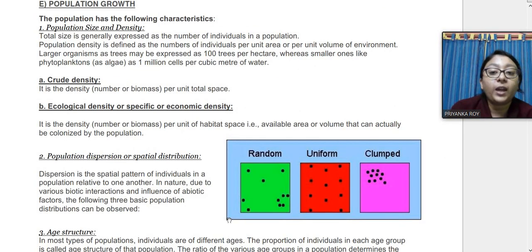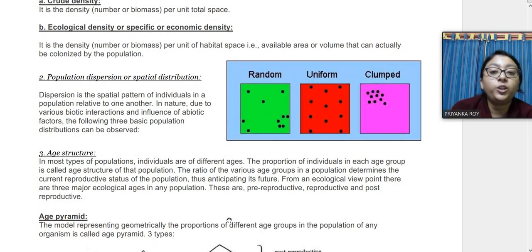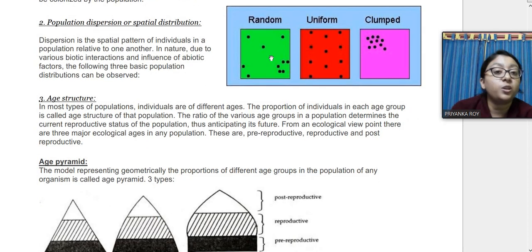So next what we have is the population dispersion or distribution pattern. You can see that there are three different patterns mostly by which the population is dispersed or distributed. So one is the random. We can see here very clearly the species or organisms are randomly distributed.